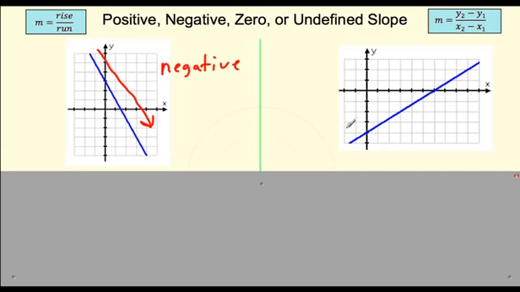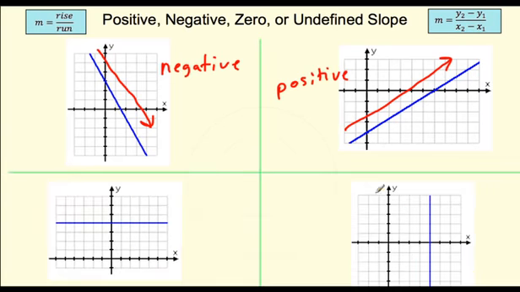What about this? Aha, this one's going uphill. So what is this? This is a positive slope right here. It's going uphill from left to right. So think of a biker trying to bike up that hill. It's a positive slope.